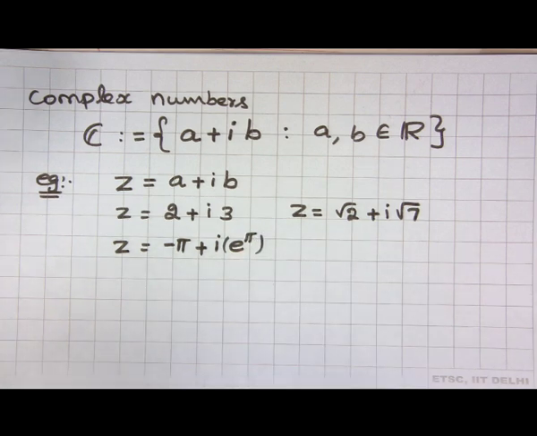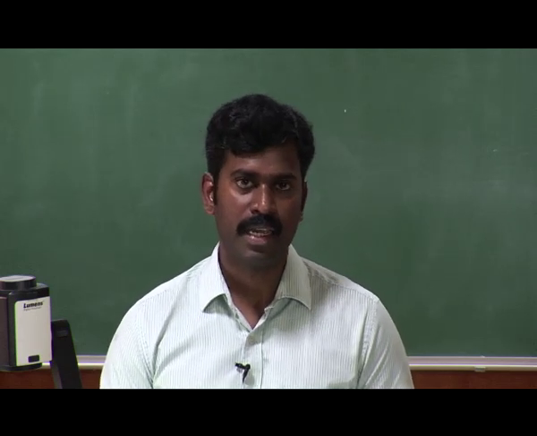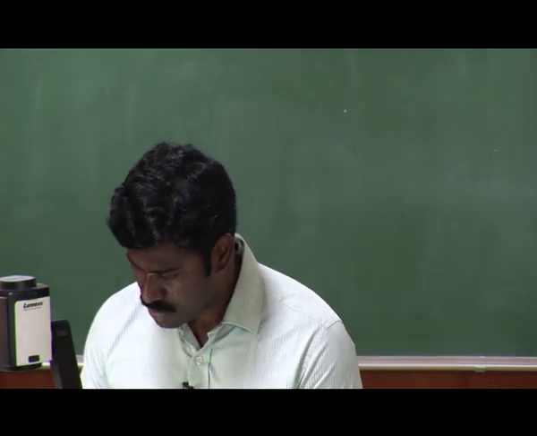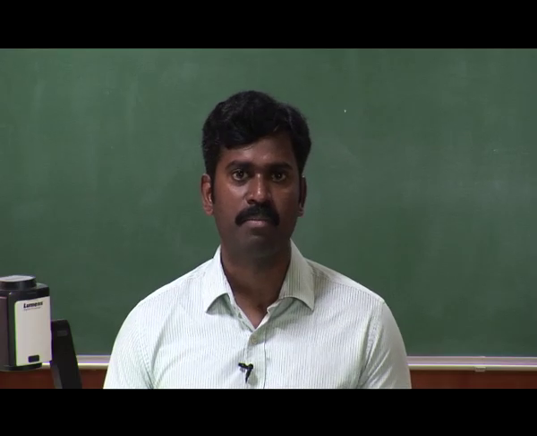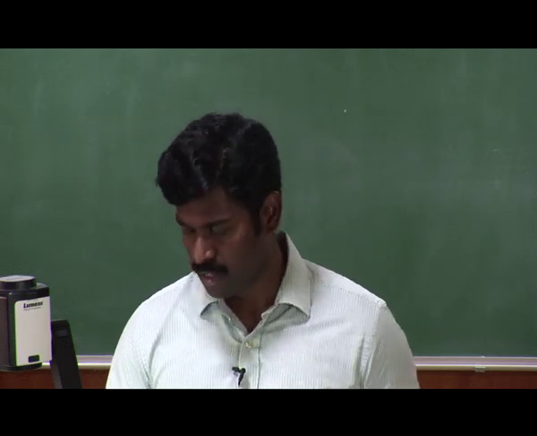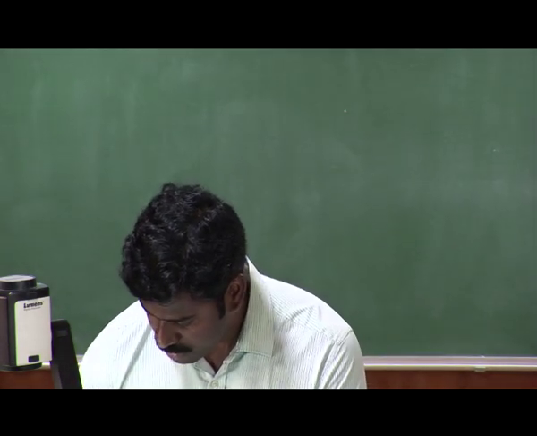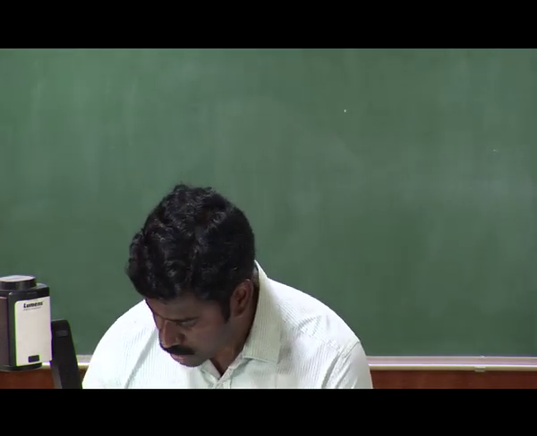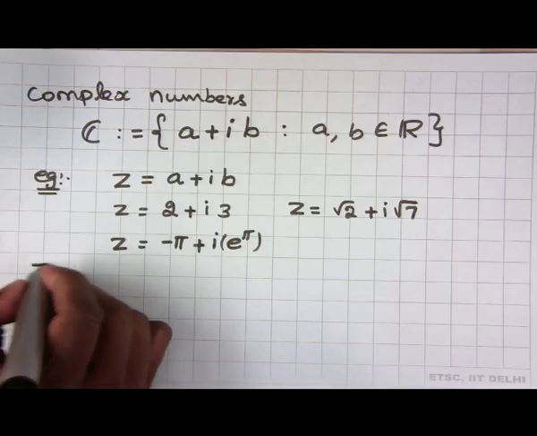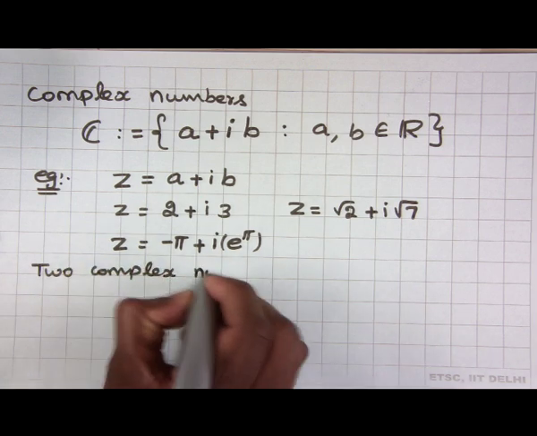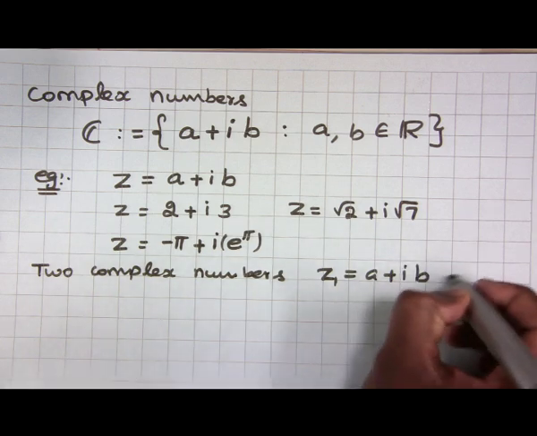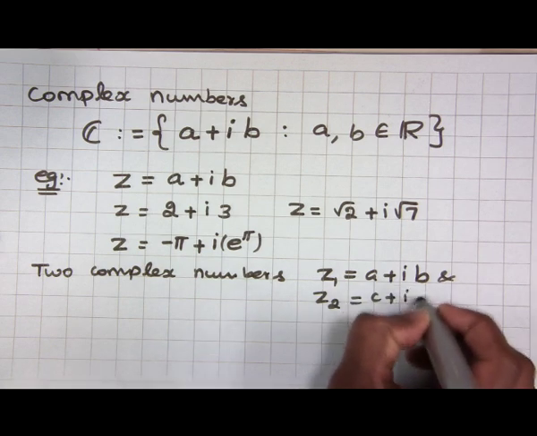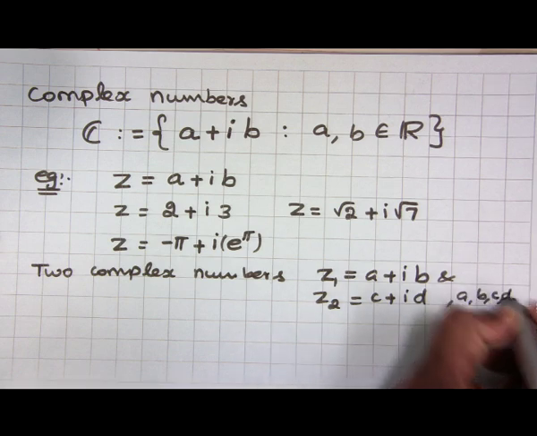So, by definition a complex number means a plus I b, where a and b are from the real numbers. So, by the definition, what we see is that it can be visualized as an ordered pair a, b. That is, each complex number a plus I b we can think of as the ordered pair a comma b. So, before going to that, let me just define when we say two complex numbers are equal, then it will be very easy to associate with the ordered pair. So, two complex numbers Z1, let us call it a plus I b, and Z2 is c plus I d, where a, b, c, d are all from the real numbers.